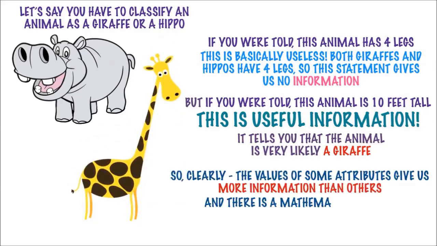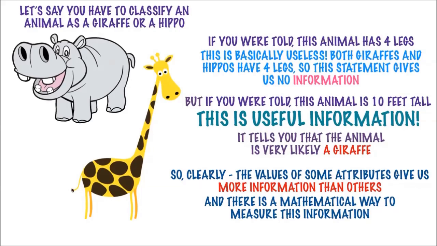So, we seem to have understood that the values of some attributes give us more information than others. Now, there is a mathematical way to measure how much information an attribute is giving us. You can actually quantify and get a number to represent how much information an attribute is providing us, and this is exactly the idea that we are pursuing. So if some attributes give us more information than others, we can use that to say this attribute is more important and should be higher up in our decision tree.